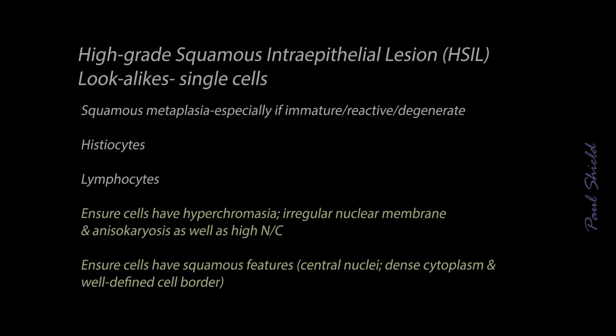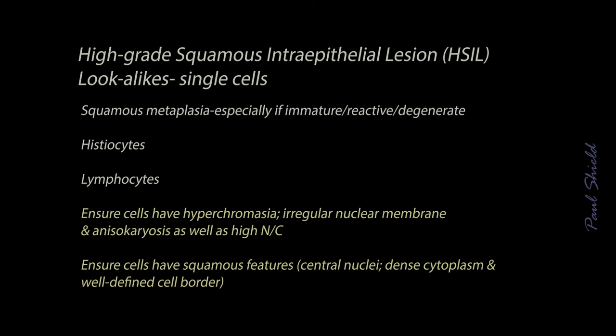Just to summarise then, high-grade SIL cells can be mimicked by other single cells that show a really high NC ratio. The most common occurrence is squamous metaplasia, especially if it's immature, and by that I mean very small cells, or if it's showing reactive or degenerate changes that can result in more active-looking chromatin or else clumped hyperchromatic chromatin. Often that'll be accompanied by inflammation. That will be a bit of a clue.